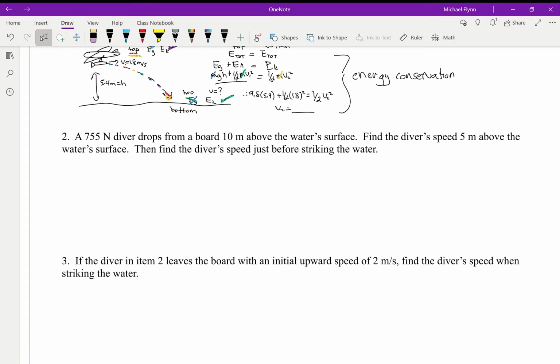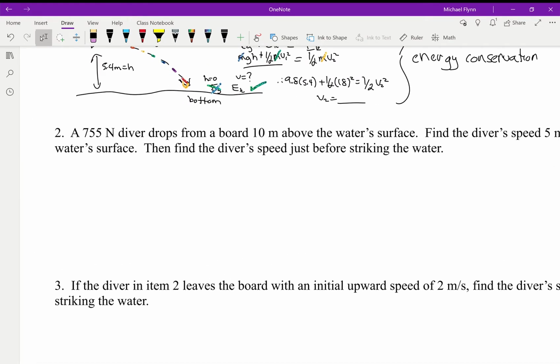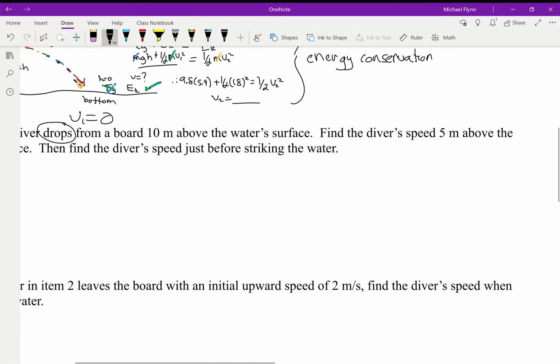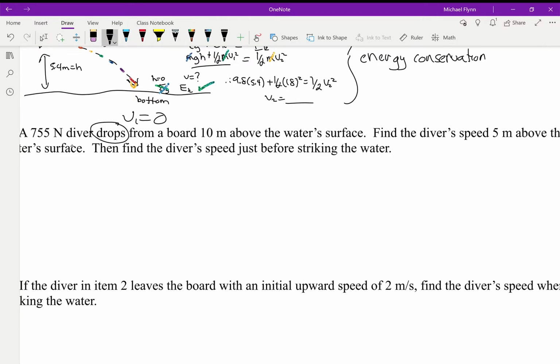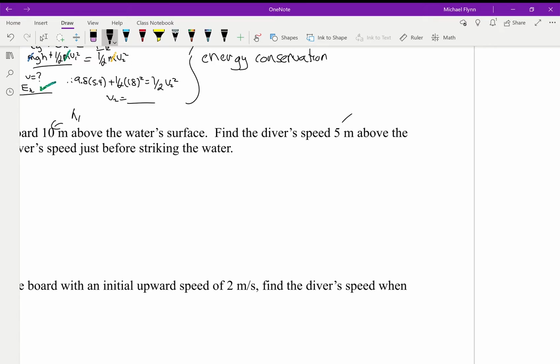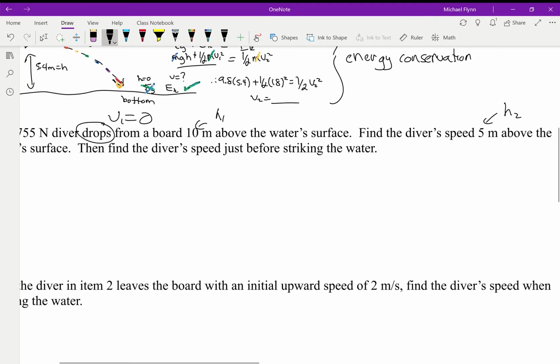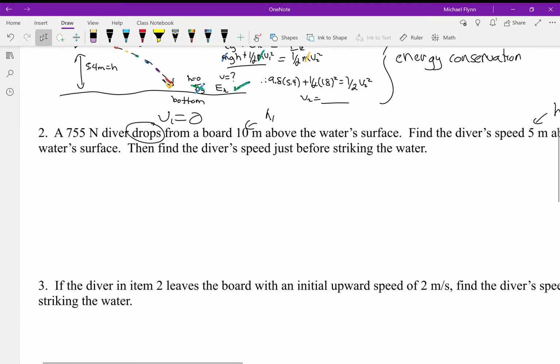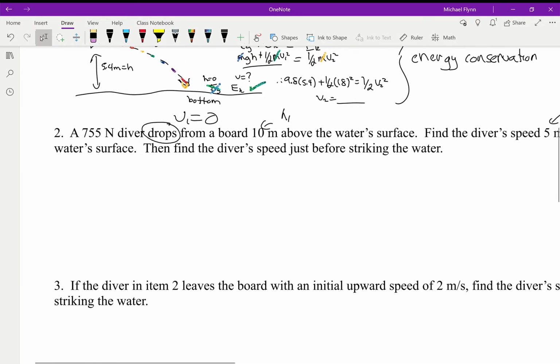In the second question, it says a diver drops from a board that is 10 meters above the water surface. Now this word drops implies that V1 equals 0. Just so you can parse the information, this is your initial height, call it H1, and this is H2, your final height. It's not really final, but anyways, part way down. They're asking you again to find V2.